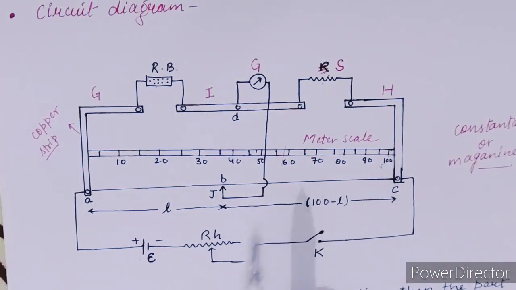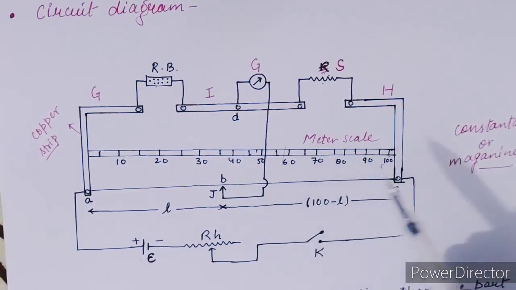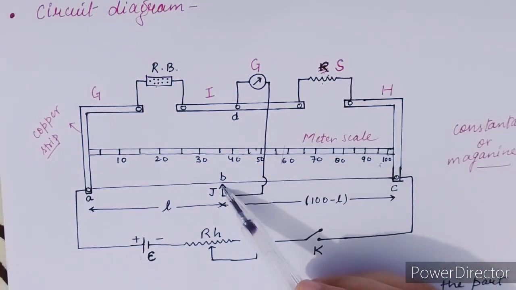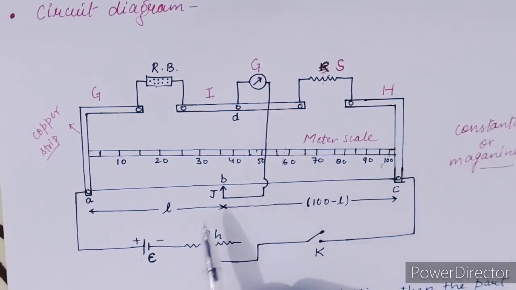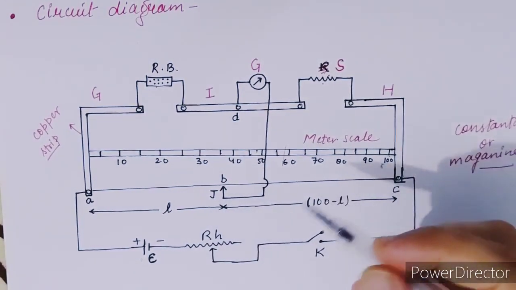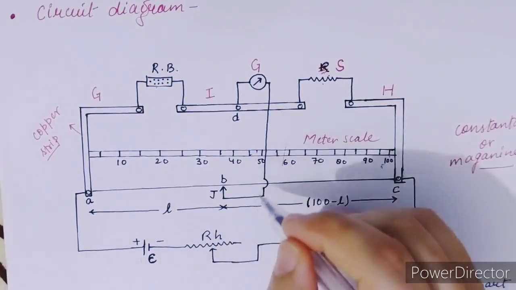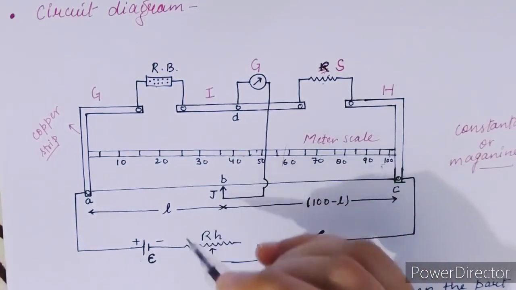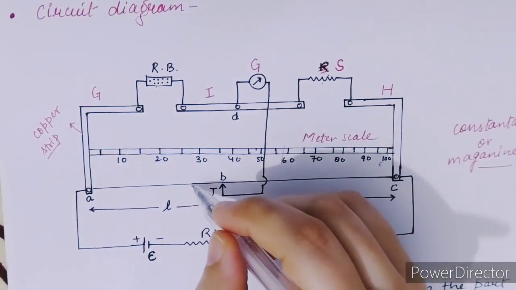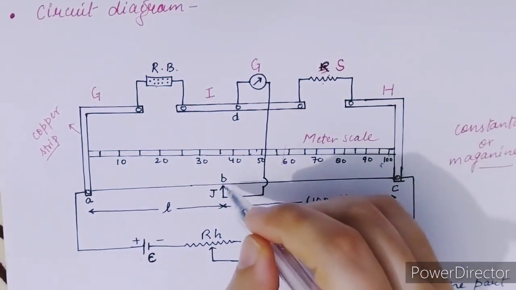Clear? So at the point of contact B, the jockey divides the wire into two arms, AB and BC. This is your jockey, and the jockey has been put on this wire. You have to put it on the wire by picking it up. Don't slide the jockey on the wire because it will cut the wire. So you have to pick the jockey and put it at a different position.